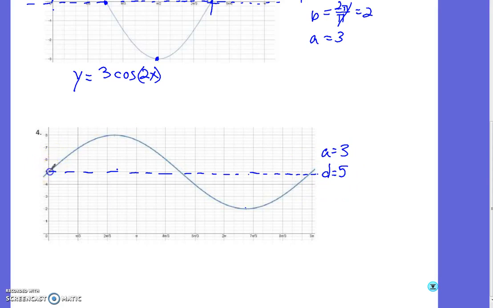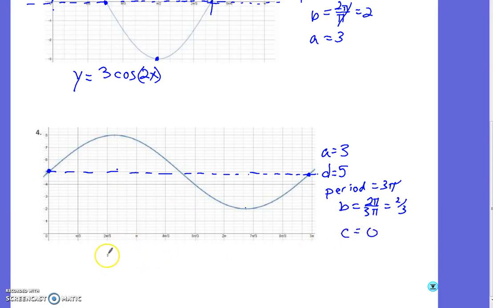Well, the period went from when did this start until when is it back to starting all over again? Well, I might be slightly off the mark on that, but it looks like it is about 3 pi. So if we let the period be 3 pi, then b is going to be 2 pi divided by the period, 2 pi divided by 3 pi, which is 2/3. And the c, well, if we're starting here, there's no phase shift at all, so c is 0.